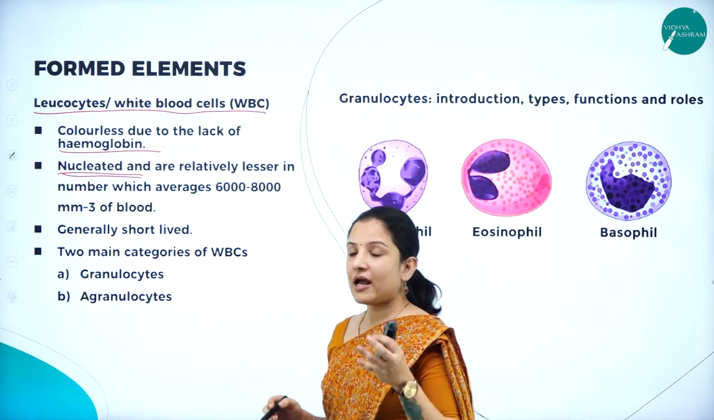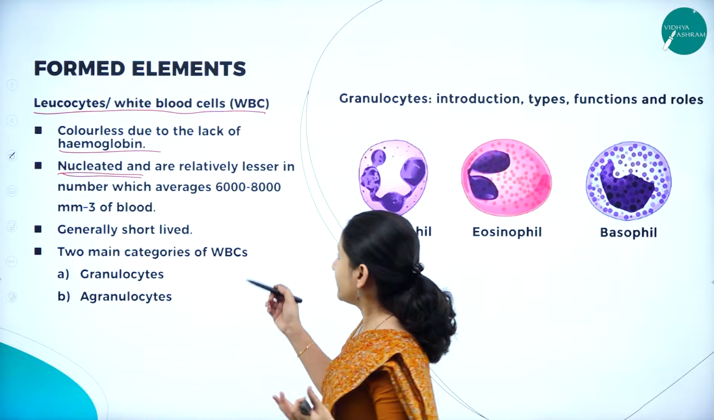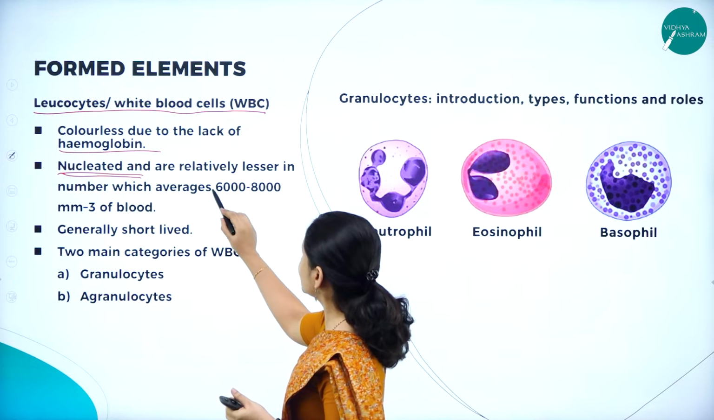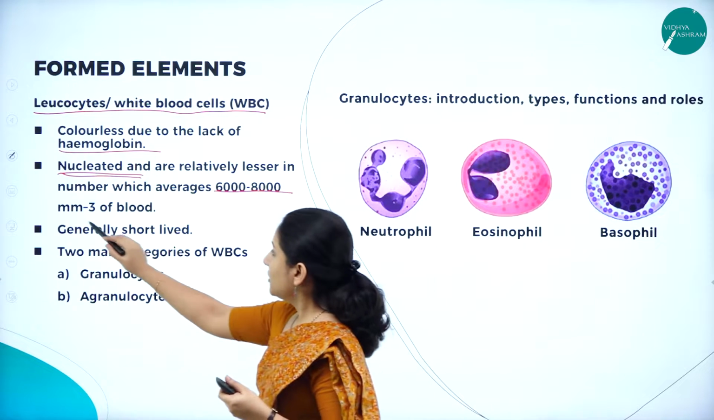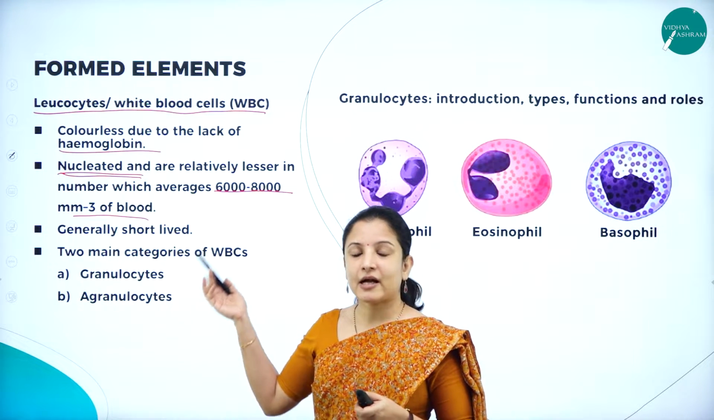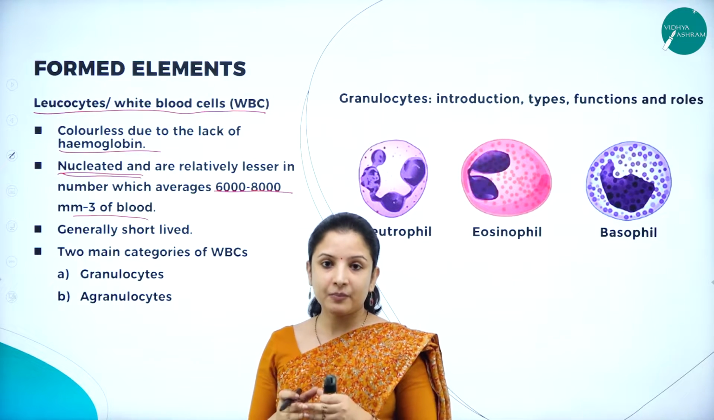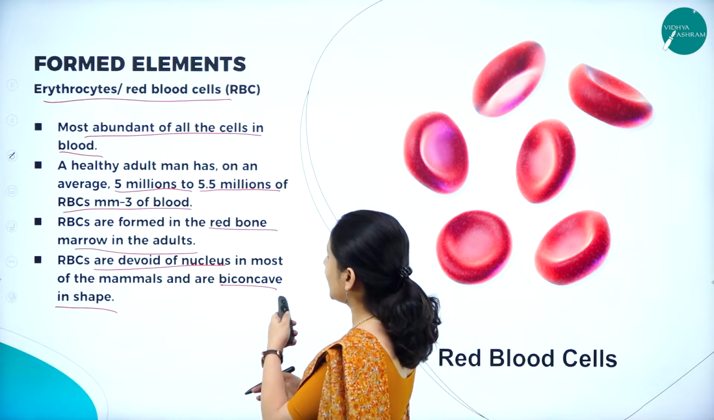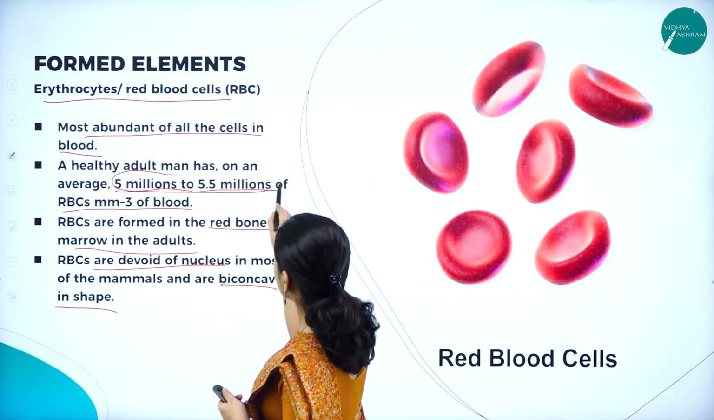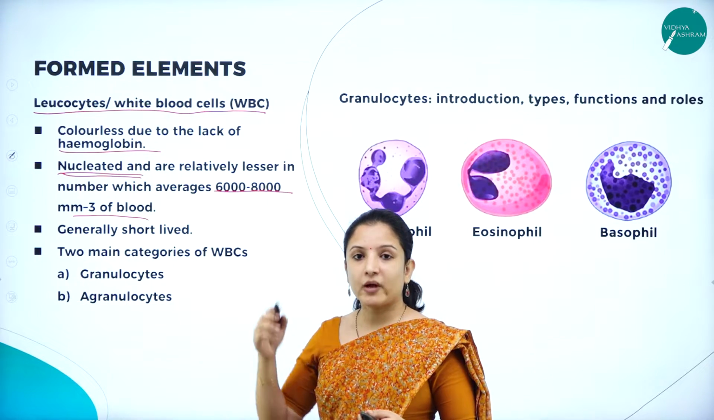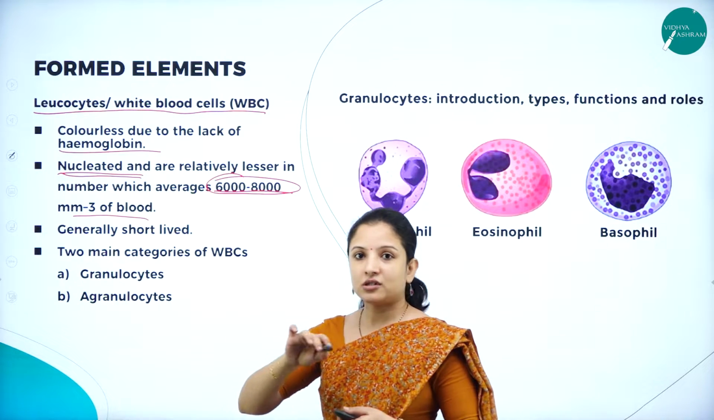They have a nucleus. And if you look at the amount of WBCs present in a healthy human being, it is about 6,000 to 8,000 per cubic millimeter of the blood. What a vast difference, right? I had told you RBCs are the major formed elements present in the blood. And how much amount of RBCs was there in the blood? It was 5 million to 5.5 million. But imagine, where is 5 million to 5.5 million and where is 6,000 to 8,000? Such a vast difference.